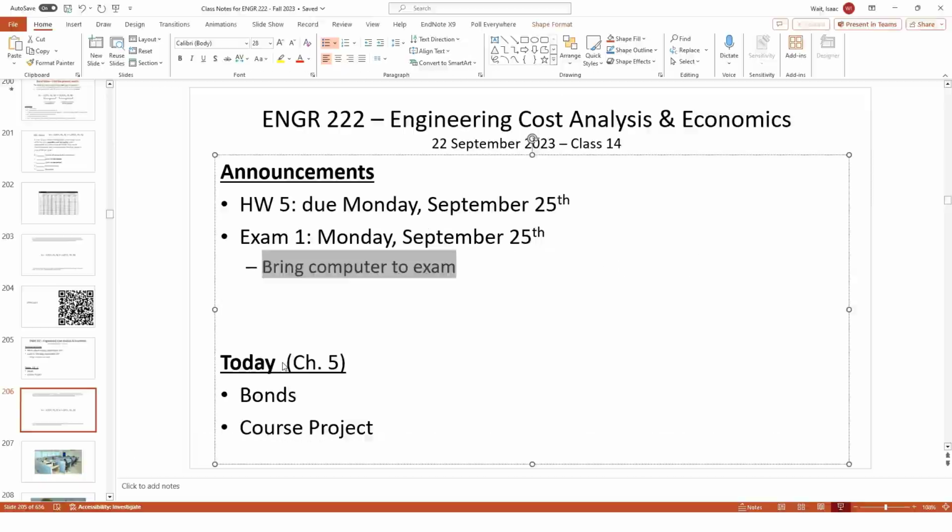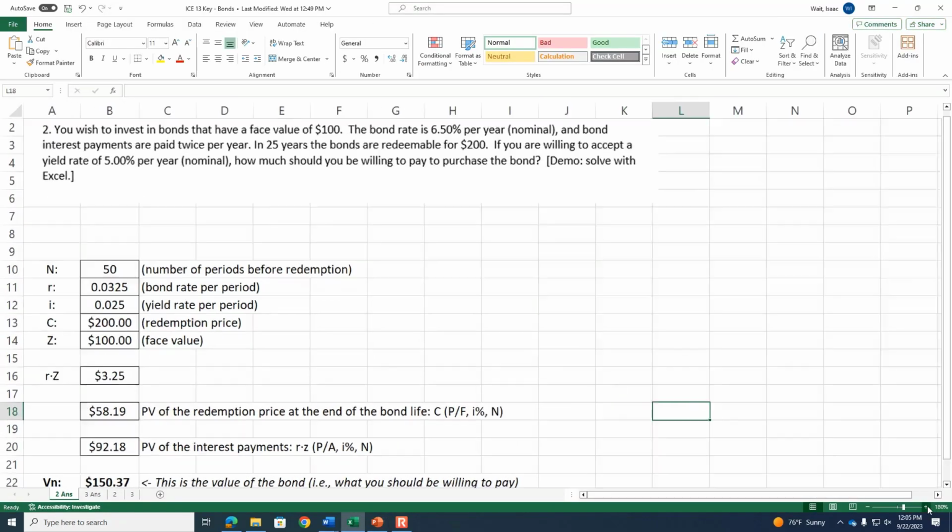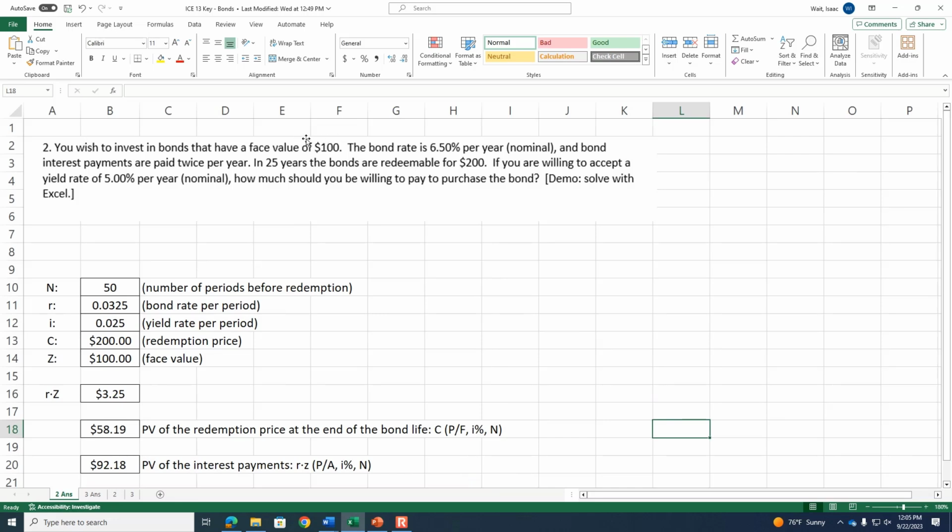And just in case it's useful, let me revisit that one briefly. Problem 2 was a question where you were told the face value of the bond rate. Sometimes another word for bond rate is coupon rate. That means what the organization that you've loaned the money to actually pays you in terms of interest. This mentioned that the bond interest payments were paid twice per year, for 25 years. They're redeemable for 200. So the redemption price and the face value of this bond are different. Oftentimes they'll be the same, but in this case, just for illustration purposes, they were different.